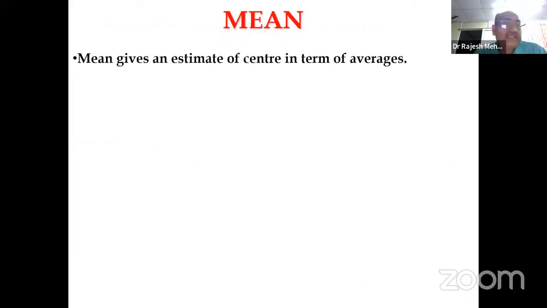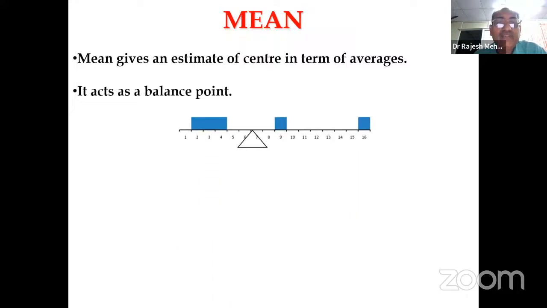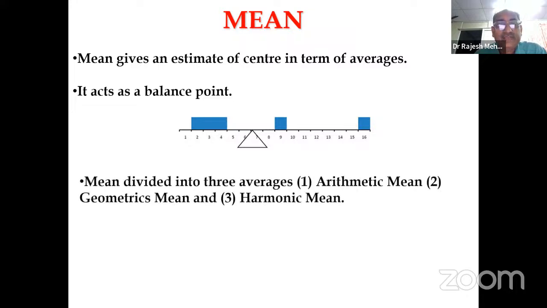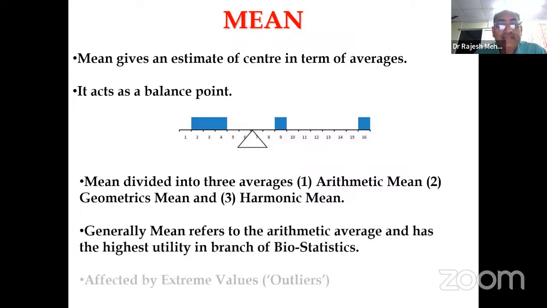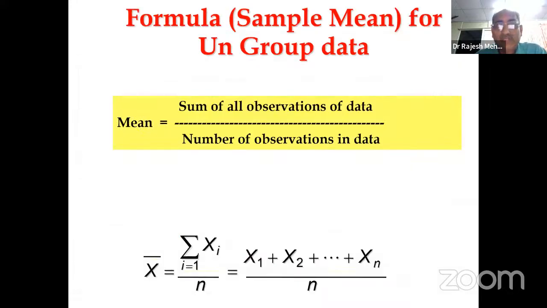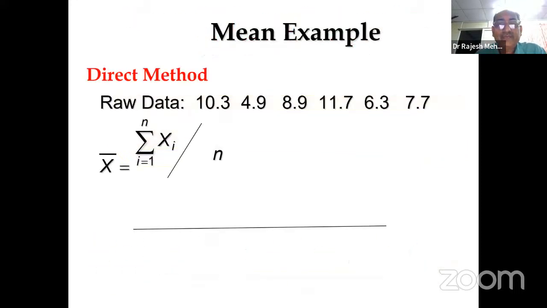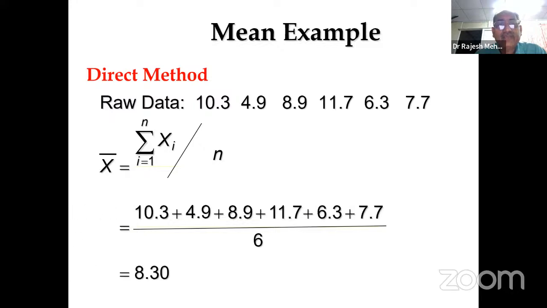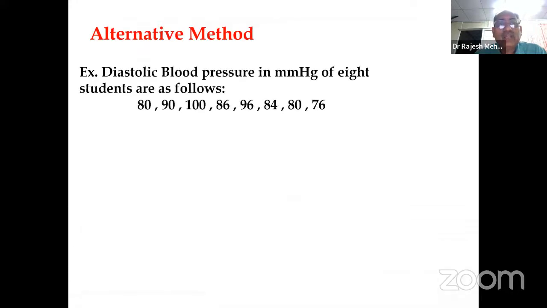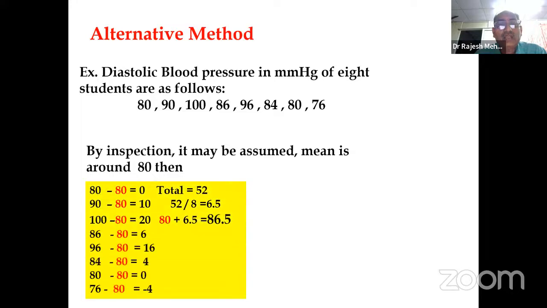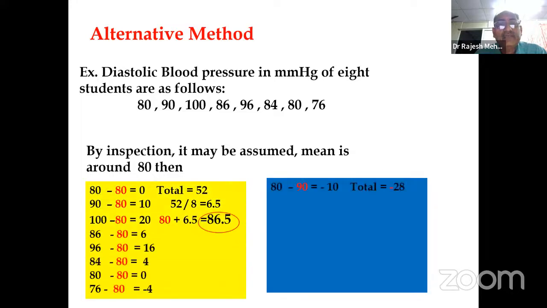Mean is a simple statistical average, right? This is something about the mean. The mean is very simple: sum of the data divided by the total number. This will be very easy for you to understand.